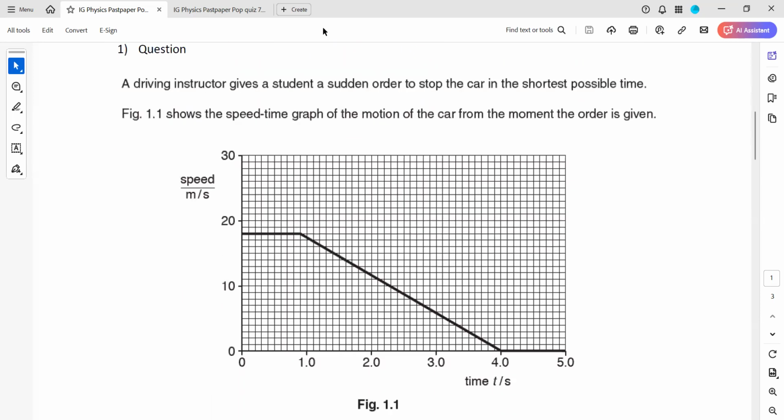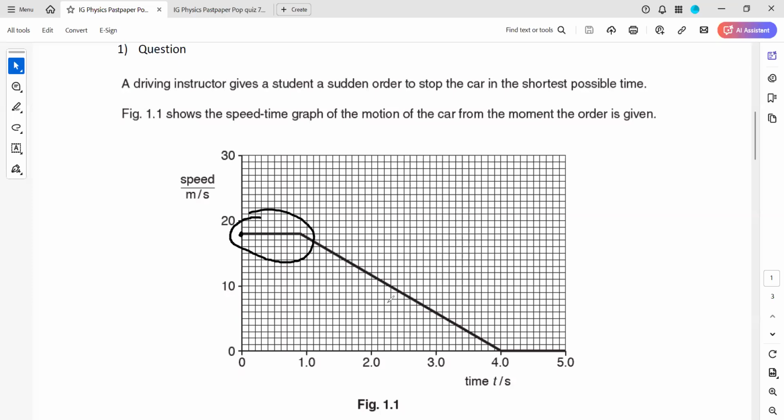In the first question, a driving instructor gives a student a sudden order to stop the car in the shortest possible time. Figure 1.1 shows a speed-time graph for the motion of the car from the moment the order is given. So this is the point when the instructor gives the order to stop.